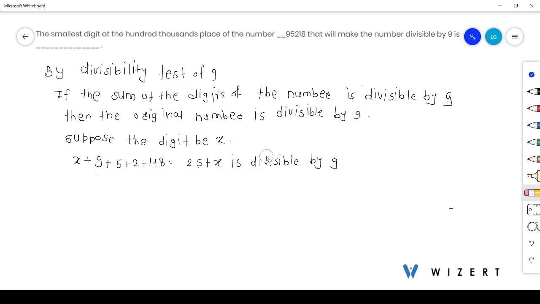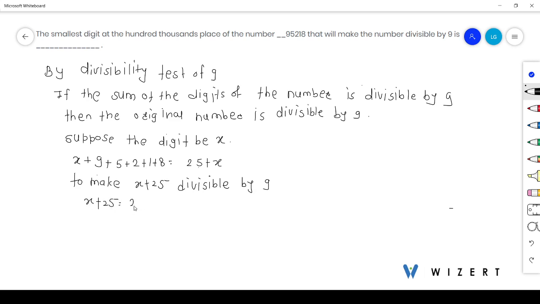So to make the number divisible by 9, to make x plus 25 divisible by 9, x plus 25 will be 27. That should be greater than 25. So 27, 36 and so on, as we have to find the smallest digit.